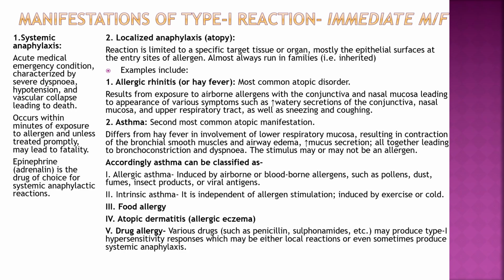Second, localized anaphylaxis, also called atopy. The reaction is limited to a specific target tissue or organ, mostly epithelial surfaces at the entry site of the allergen. It mostly runs in families, that is, it is inherited. Examples: allergic rhinitis and asthma.